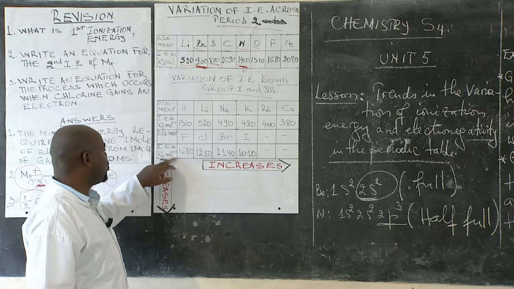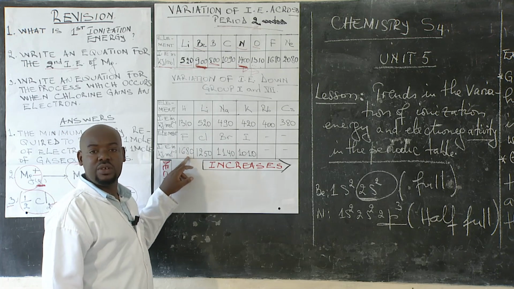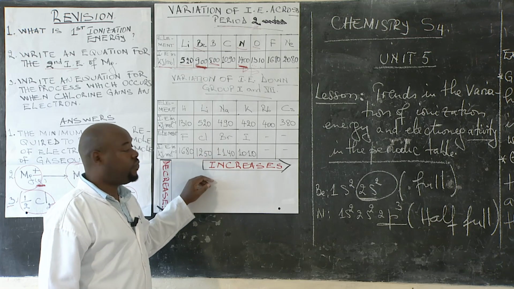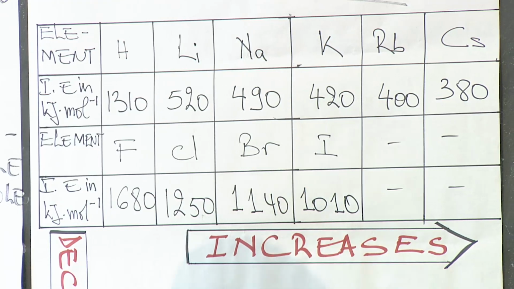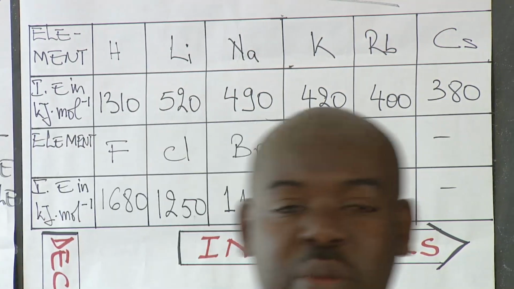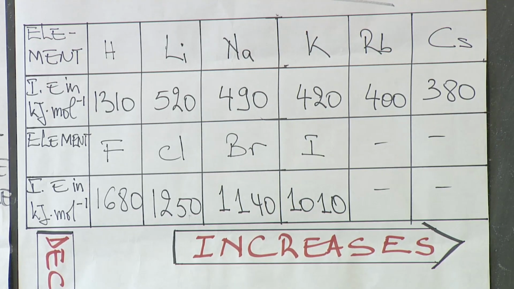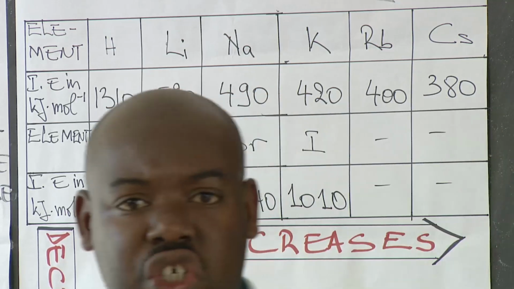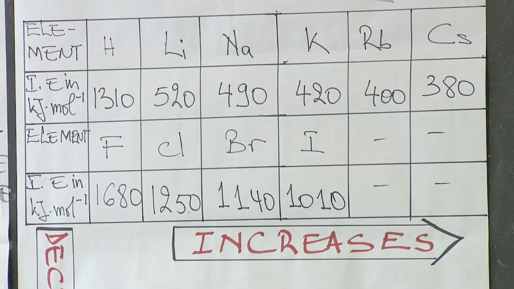Ionization energy in kilojoule per mole. For fluorine, it is 1,680. Chlorine, 1,250. And when we go on up to iodine, we have 1,010. Even in non-metals, it is decreasing as we move down the group. How can we explain that? Using the variation of ionization energy. How can you explain that? Think about the explanation, please.